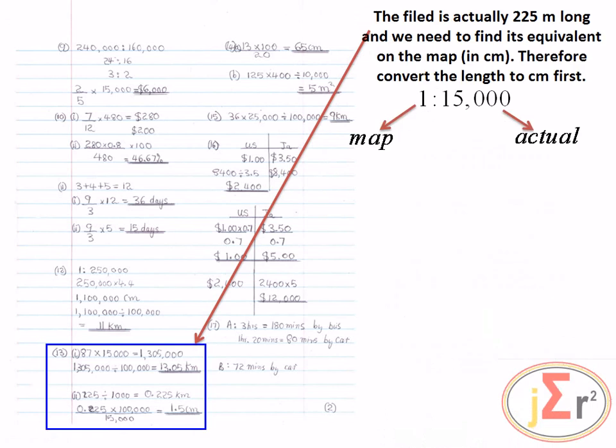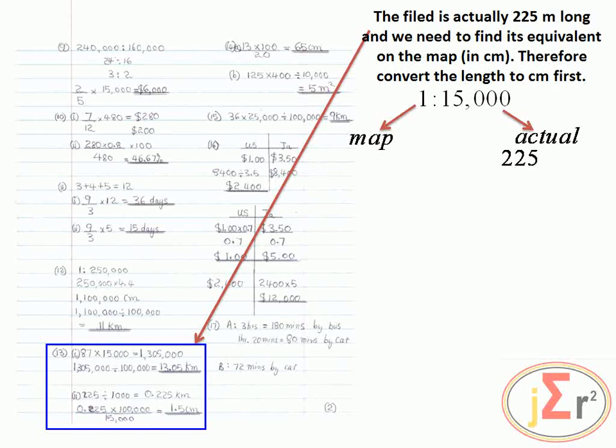Sure there is. The field is actually 225 meters long. Which field is actually that 225 meters long? It is said that the actual length of the playground in the city is 225 meters. Calculate in centimeters the length on the map. So the field is actually 225 meters long. There is where we will have it.